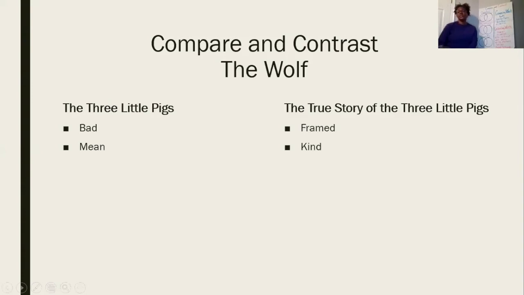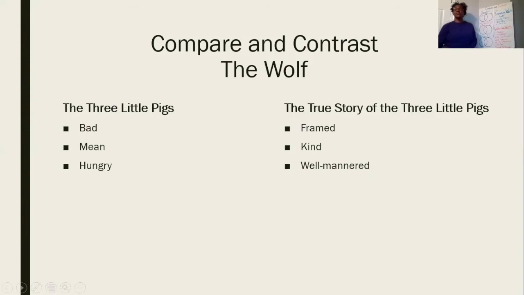In the true story of the Three Little Pigs, he was kind. He used his manners, he was polite, he was thinking about his grandma. In the original version, he was hungry. He set out to get something to eat. It was a part of his purpose.